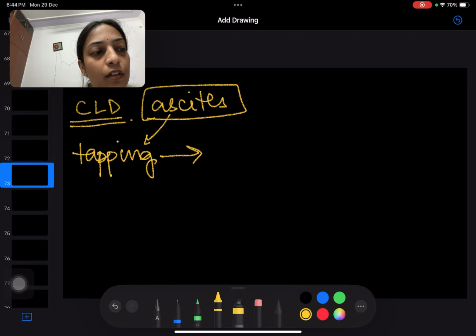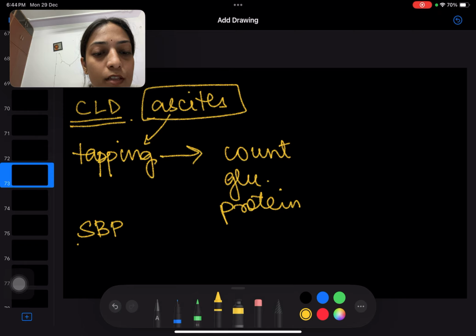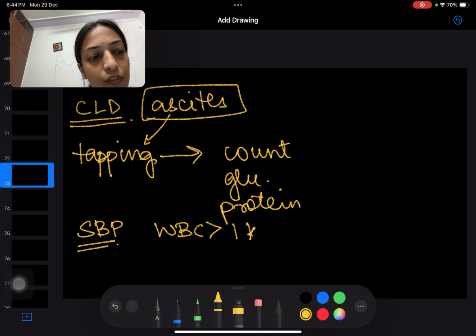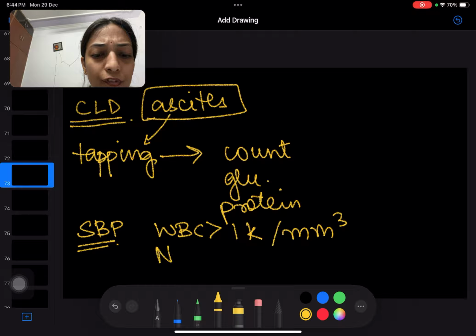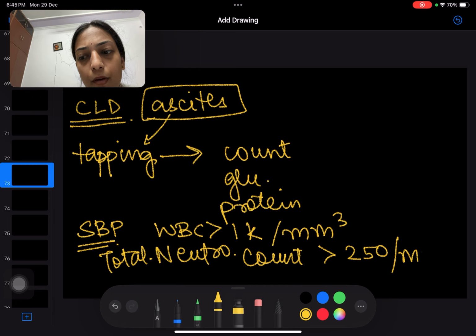In this aspirate, we are going to look at cell count, glucose, and protein, and we are going to diagnose SBP. What is SBP? Spontaneous bacterial peritonitis. If the total WBC count is more than 1000 per mm cube, or if the total neutrophil count is more than 250 per mm cube, this is diagnostic of spontaneous bacterial peritonitis.